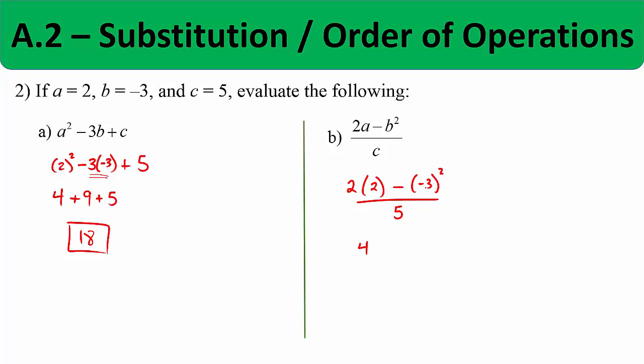So if we wanted to simplify this, we would first have to raise negative 3 to the power of 2. And if we raise a negative to an even power, we get a positive. Negative 3 times negative 3 is positive 9. So 4 minus a positive 9 on the numerator. And we're just going to rewrite the denominator, the bottom. So now if we simplify the top, 4 minus 9 is negative 5. Negative 5 divided by positive 5 is negative 1. That's our final answer.